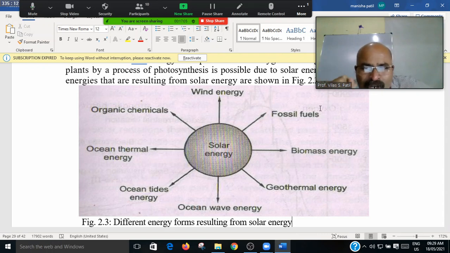We know that due to the sun, different natural processes are accelerated on Earth. There are different intermediate processes. One example is the wind, that is, the flow of air with high speed, which is known as wind. How is it produced? It is produced due to solar energy.